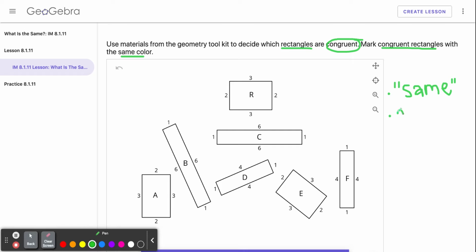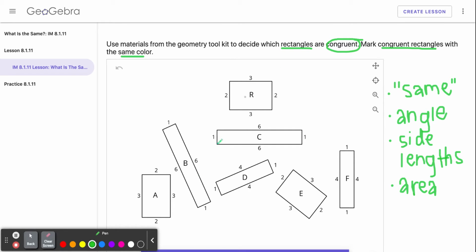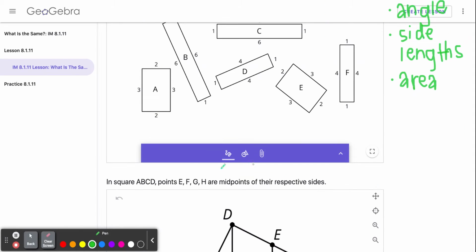We know that congruent rectangles have a few features. They have the same angle measures. All of the angle measures are equal. I'm just writing angle for space reasons, but what this means is all the angle measures are equal. All the side lengths are also equal. And of course, if the side lengths are equal, we know that the perimeter would also be the same. And then finally, the area is also going to be equal. And so go ahead and mark on this task all of the shapes that are congruent. So they need the same angles, the same side lengths, and the same area.